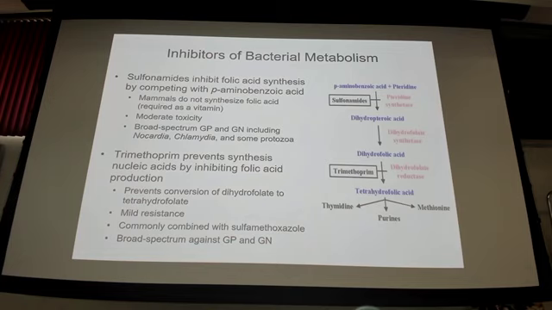The reason why this is a good target is that we do not synthesize folic acid, so we don't have this pathway in our body, and that's what gives it that good selective profile. But bacteria, of course, do need this pathway.